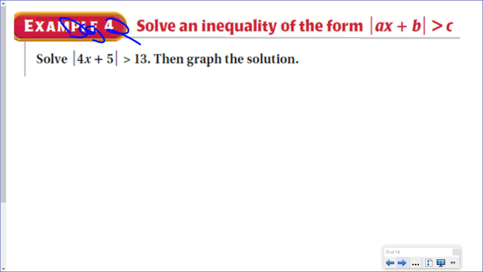Okay, so we have |4x + 5| is greater than 13. Everything looks normal. We still have 2 equations. So that's not bad. You just copy it down, drop the absolute value. But here's what's brand new.